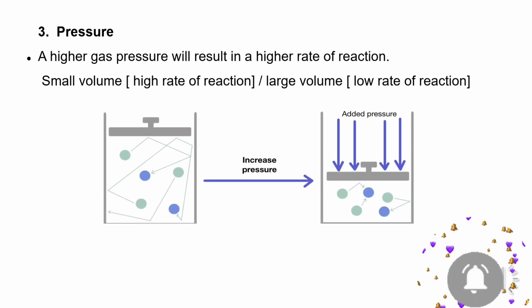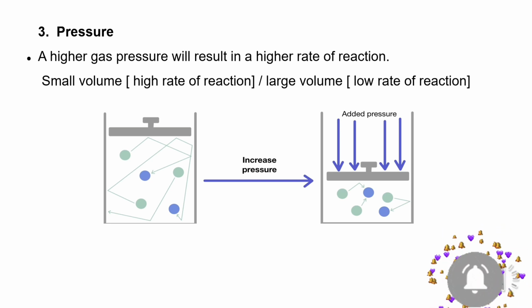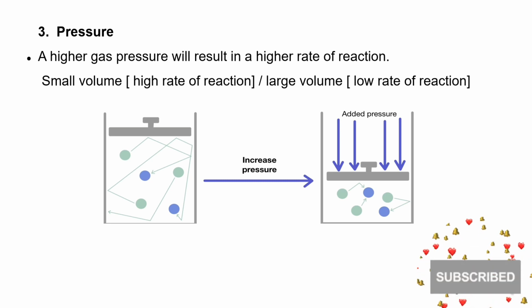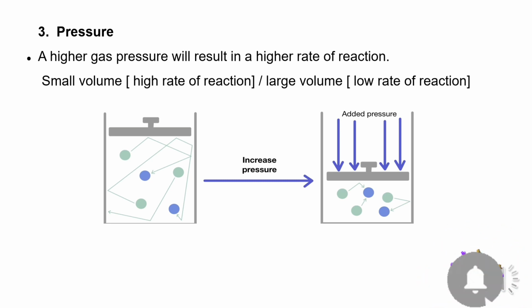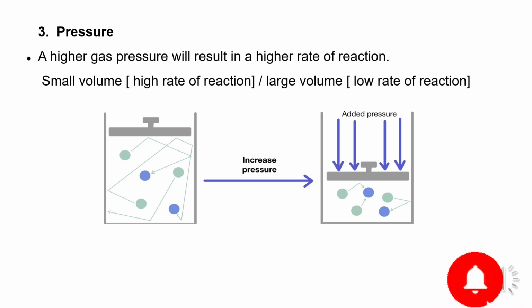Now, when you look at this diagram, there are two cylinders, one with less pressure, the other with more pressure. The bigger the volume, the lesser the pressure. Then the smaller the volume, the higher the pressure. In short, pressure increases as you reduce the volume.